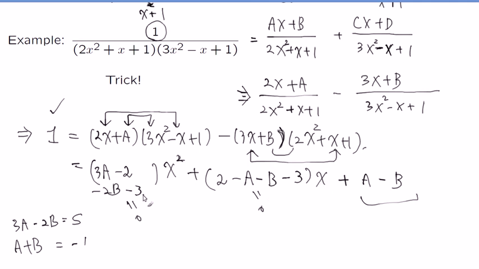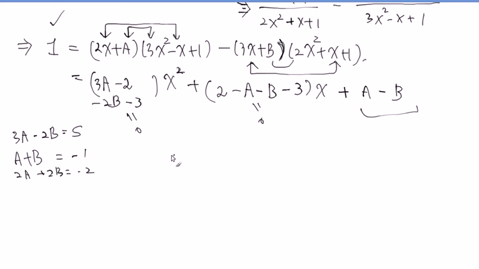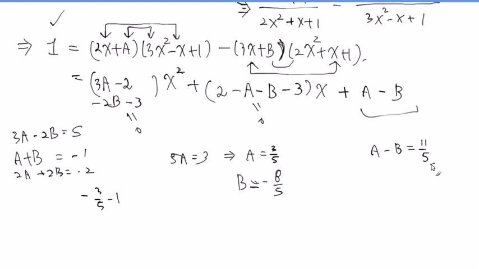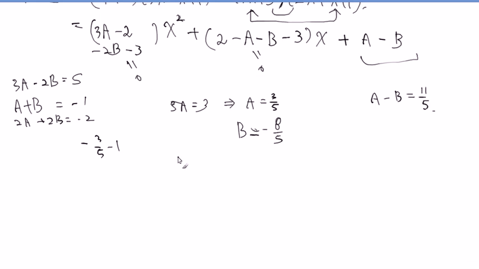So 3a minus 2b is a positive 5. So do you see the solution? 2a plus 2b equals negative 2. Then if you add these two, I have 5a equals 3. So it seems like a is 3 over 5. Correct? And b, if a is 3 over 5, negative 3 over 5 minus 1, so b is negative 8 over 5. So if you subtract these two, what do you get? a minus b is 11 over 5. Okay?